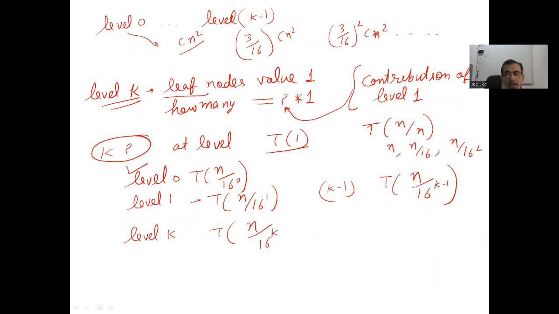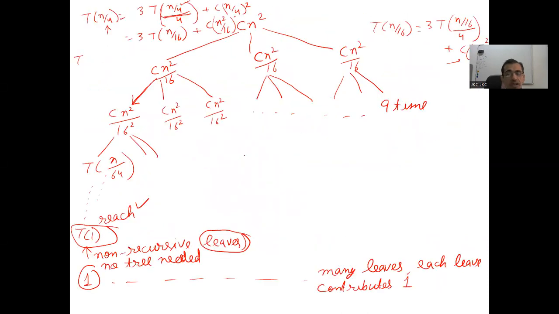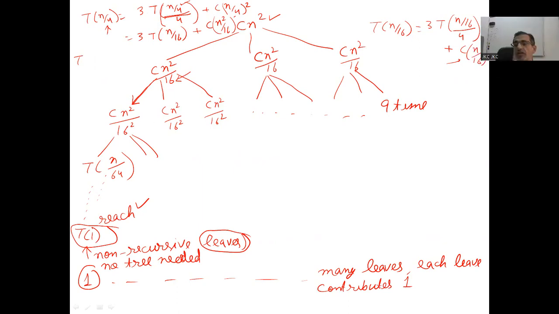So let's go back and see what we were doing. Here we have done calculations. First time it was Cn square. Next time it is Cn square by 16. Next time, I think we did some mistake in noting down. This was n by 64, so this is not a 16 square. It was Cn square by 64. This is a 64.